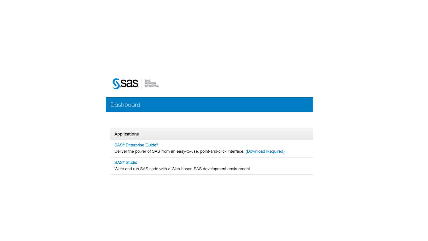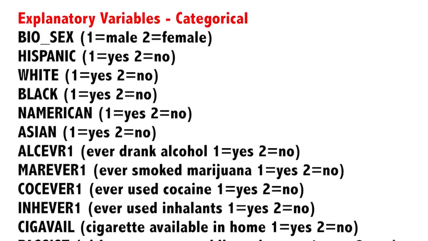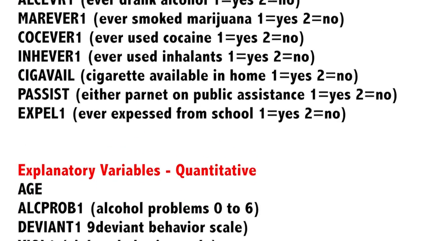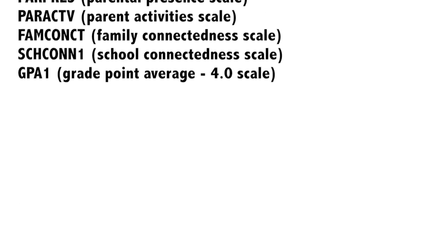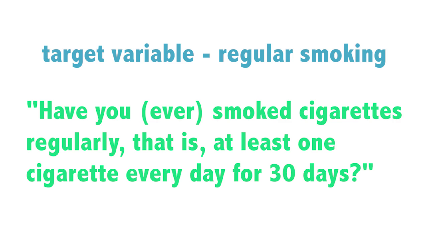So now let's see how to generate a random forest with SAS Studio. Again, I'm going to use the Wave 1 Add Health survey that I've managed for the purpose of growing decision trees. You'll recall that there are several variables. Again, we'll define the response or target variable, regular smoking, based on answers to the question, have you ever smoked cigarettes regularly? That is, at least one cigarette every day for 30 days.